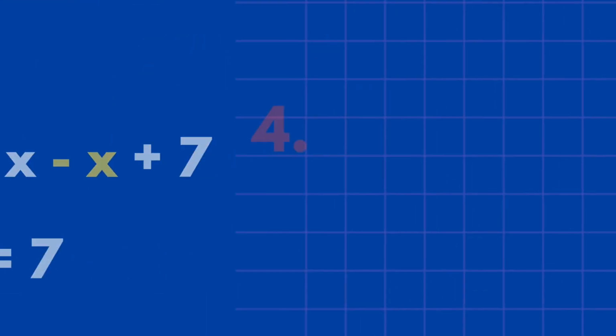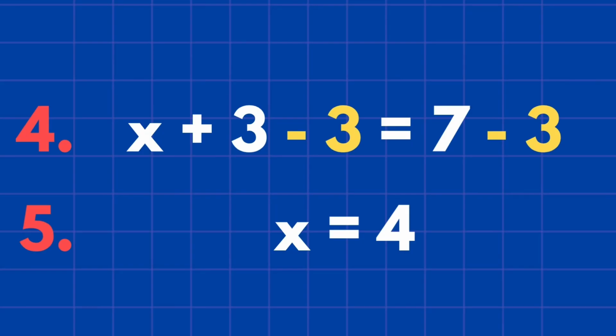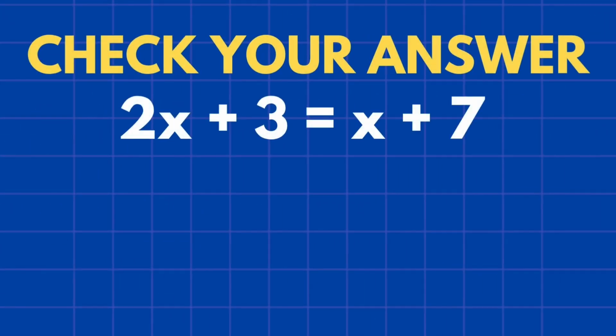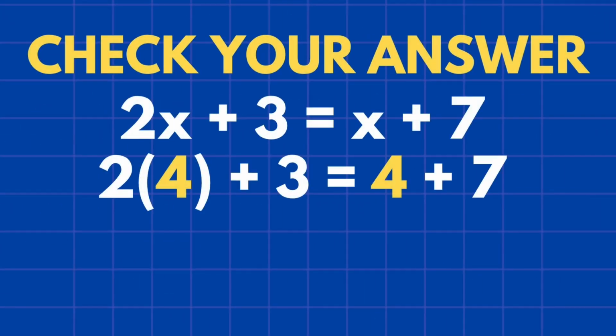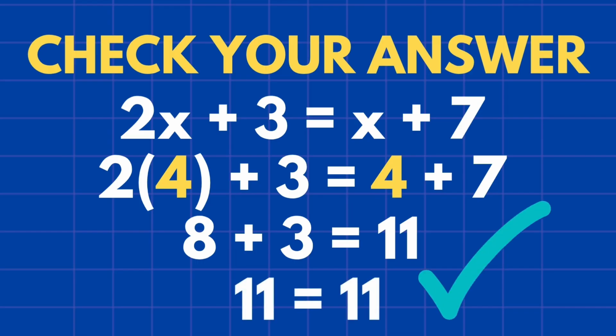Next, we will move numbers to the other side. We subtract 3 from both sides, leaving us with x equals 4. It's important to always check your answer. If we plug 4 into the original equation, 2 times 4 plus 3 equals 11. On the right, 4 plus 7 also equals 11. Both sides match, so x equals 4 is correct.